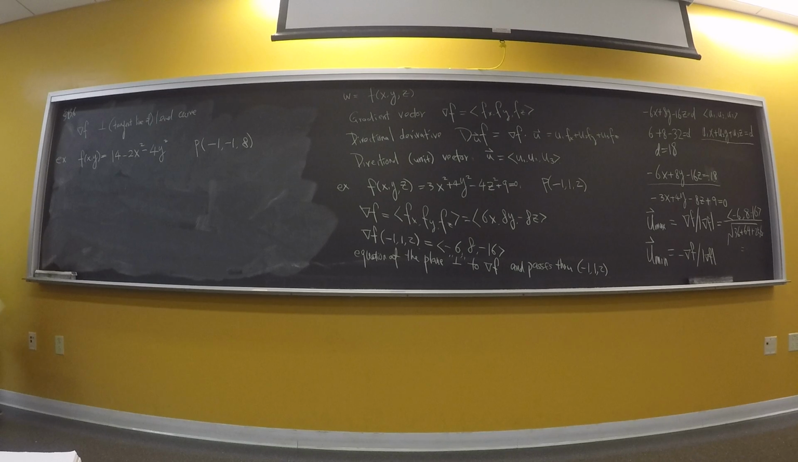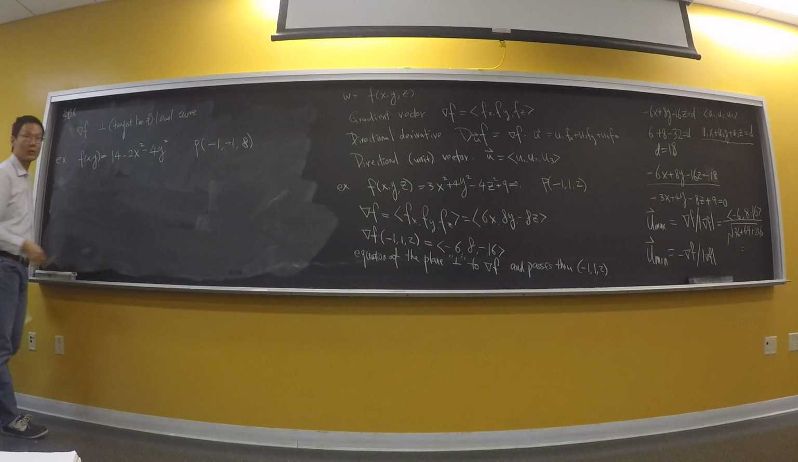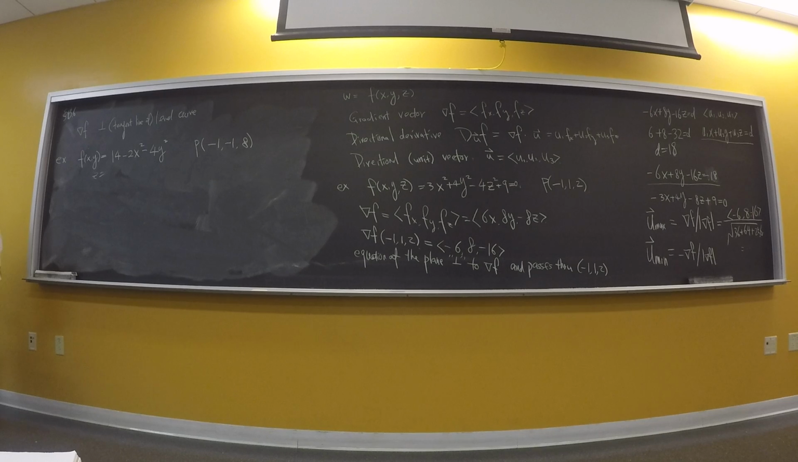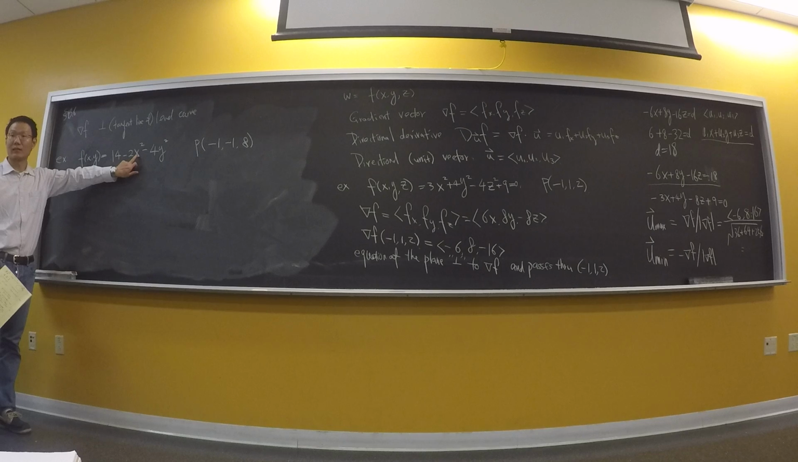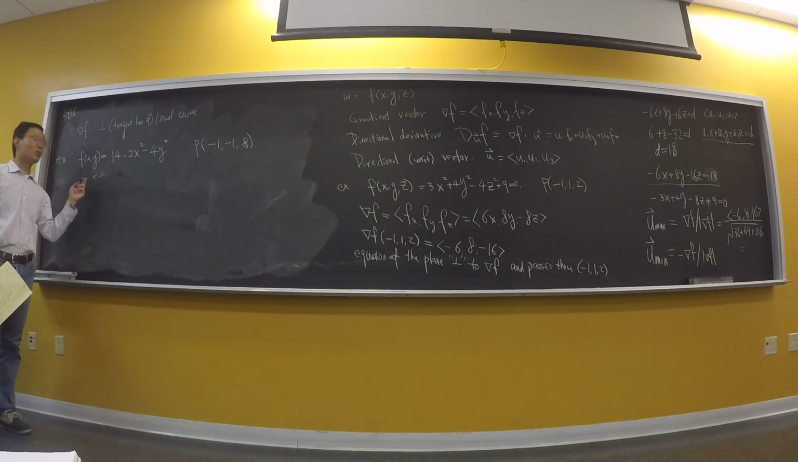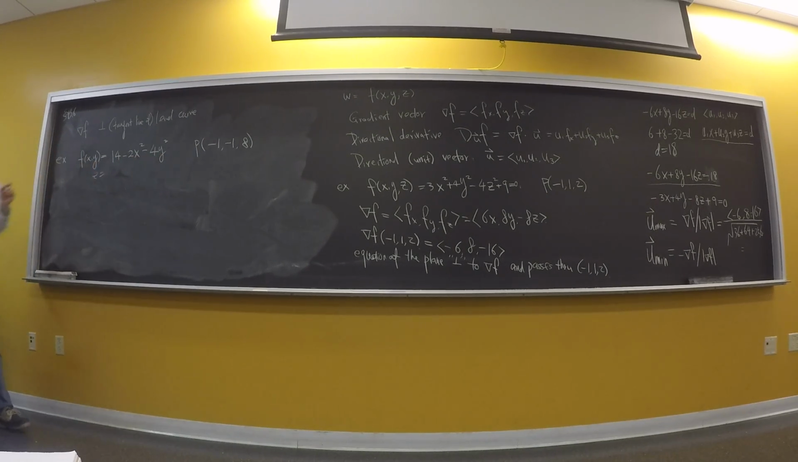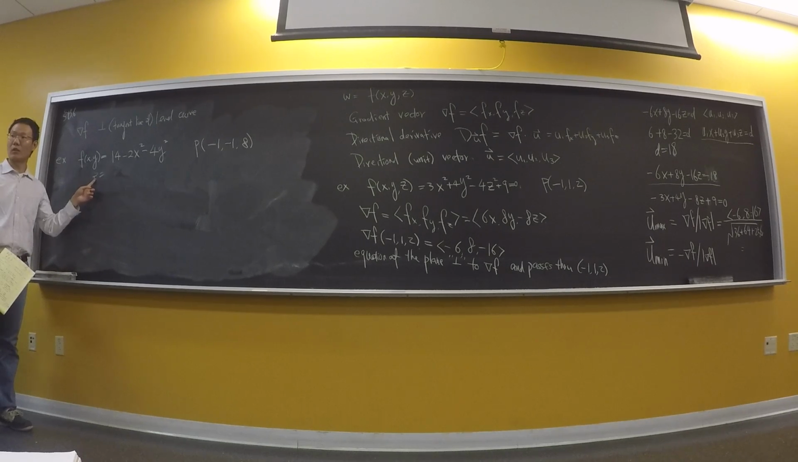I want to quickly quiz you again. If I want to graph this function, z equals 14 minus 2x squared minus 4y squared, which kind of surface is it? It's not a plane anymore. I have squares. All the terms are squares or lower order terms. This is definitely a quadratic surface. This is going to be an elliptic paraboloid opening downwards along the z-axis.